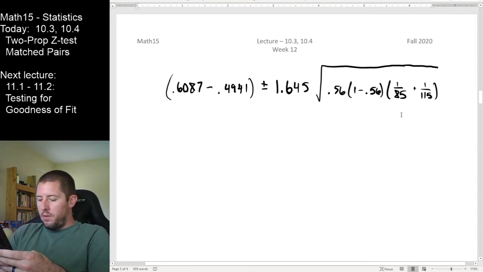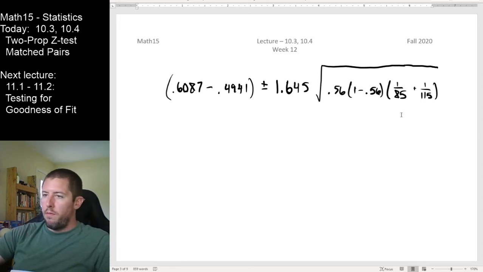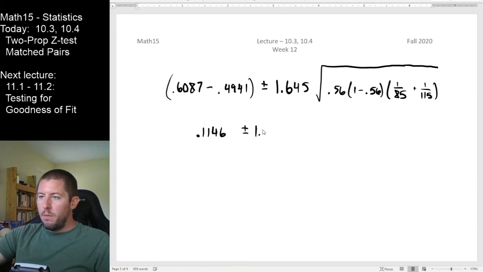So first things first, 0.6087 minus 0.4941. I'm getting 0.1146. That's our point estimate. Our estimate is that in our sample, there was an 11.46 percentage point difference between the proportion of men that voted and women. That's how many more women voted as a percentage.